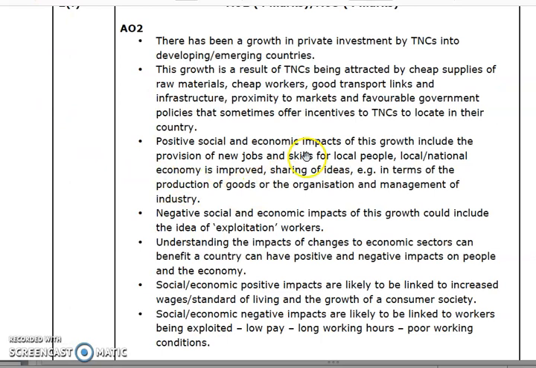Look at the mark scheme. Remember that you're not expected to include all of that information there. You want to give a balanced and detailed account, but just a couple of points on each would be enough to show that you've got an understanding and you've linked it to the question. AO2, assessment objective 2, is the understanding. This is what you know on the subject. So we can see here what some of the social and economic positive and negative impacts are and the key themes that are going through them.